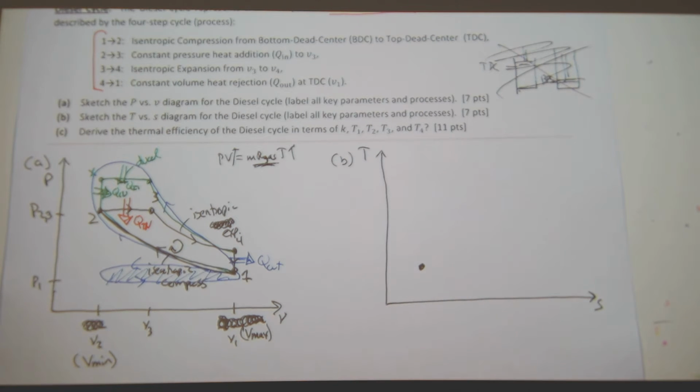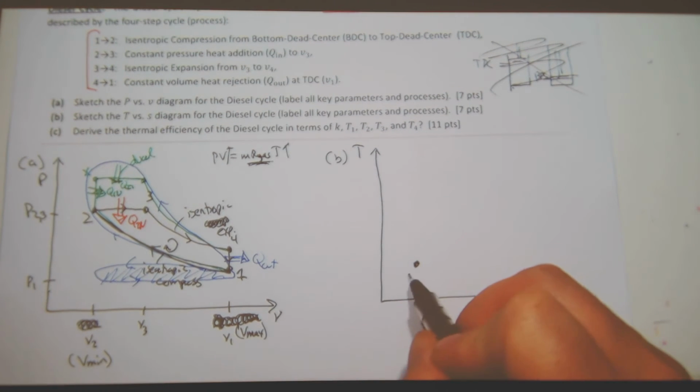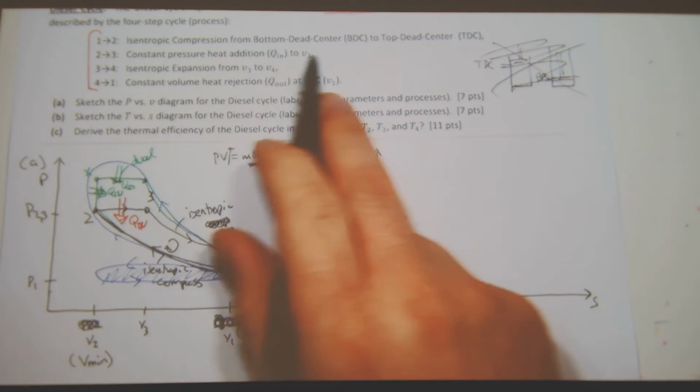Right? And if you can't remember, how does entropy depend on temperature? Remember the third law of thermodynamics. As I take a homogeneous system in complete internal equilibrium to absolute zero, the entropy approaches 0. So decrease the temperature, entropy decreases. So low pressure, lower entropy. So we'll start here. And then isentropic compression.